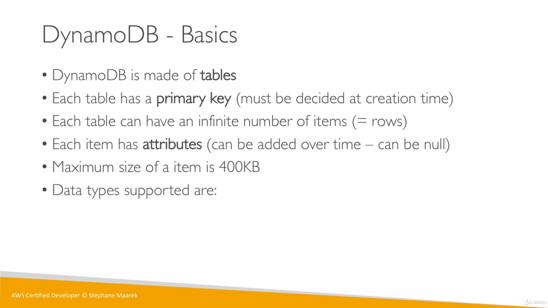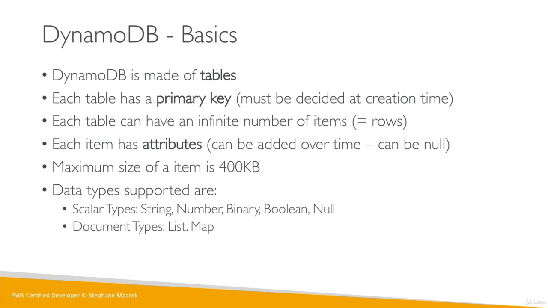Now, in terms of data types supported, we have all the scalar types we would expect: string, number, binary, boolean, and null. But also a few non-traditional types, which are called list and map. So we're able to have a list as an attribute, or a map as an attribute, and also sets: set of strings, set of numbers, binary sets. These basically allow you to do nested stuff within your documents, within your items and rows. And this is what's going to be different versus an SQL database.